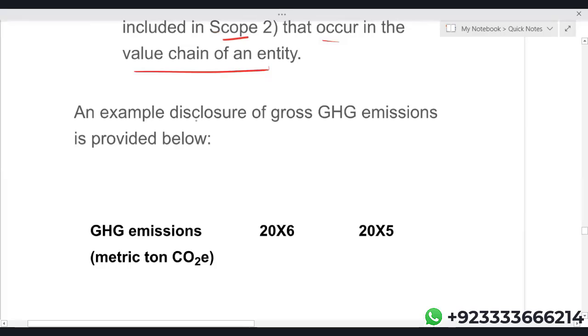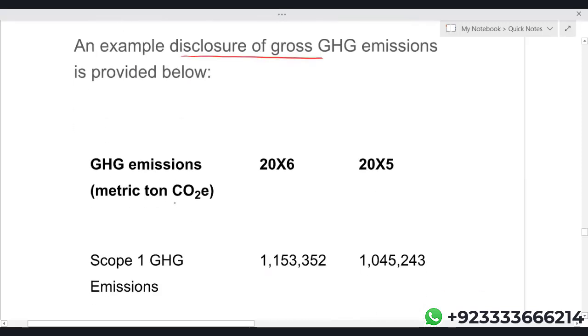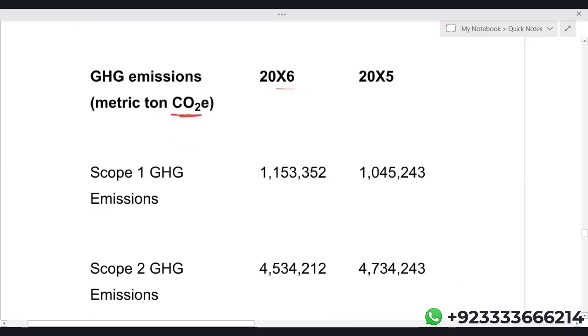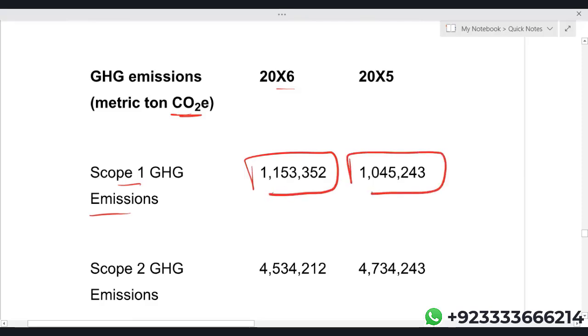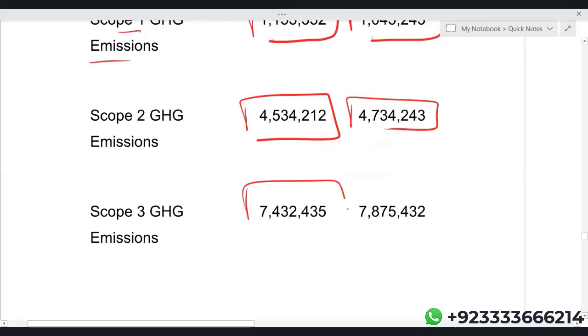Now look at the example. An example disclosure of gross greenhouse gas emissions is provided below. Greenhouse gas emissions, metric tons of CO2 equivalent, X6, X5. Scope 1, the resources which you directly own. In X6, this is the target. Previously, this was the target. In S2, the target is reduced as compared to the previous year. And S3. Now, obviously, if the S1, S2, S3 targets are here, you will compare your actual performance against these targets.